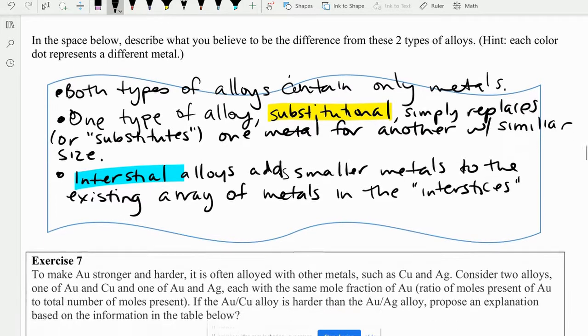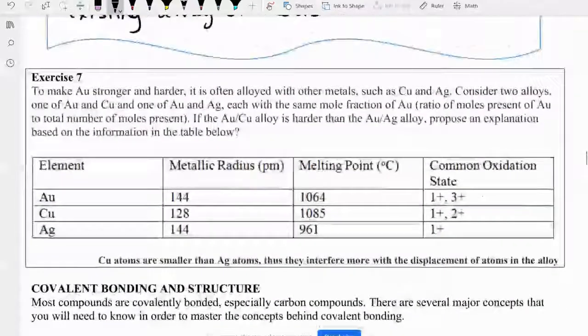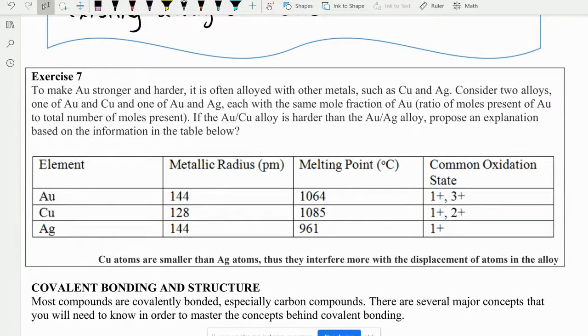All right, let's do example or exercise number 7 in our notes. It says, in order to make gold stronger and harder, it's often alloyed with other metals such as copper and silver. Consider the two alloys. One is of gold and copper, and the other is of gold and silver, each with the same mole fraction of gold. Remember, mole fraction is the ratio of moles present of gold to the total number of moles present.